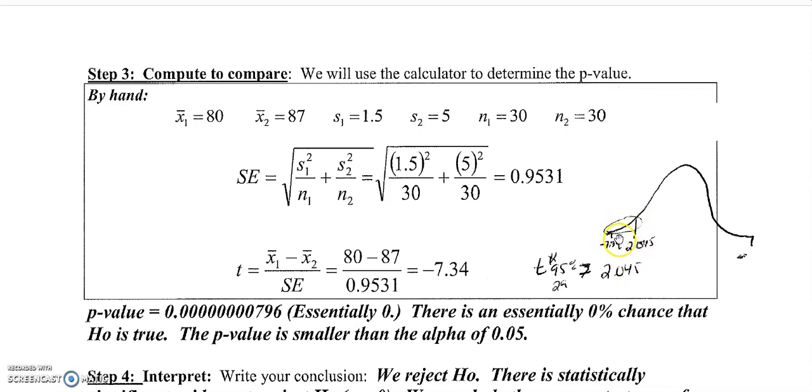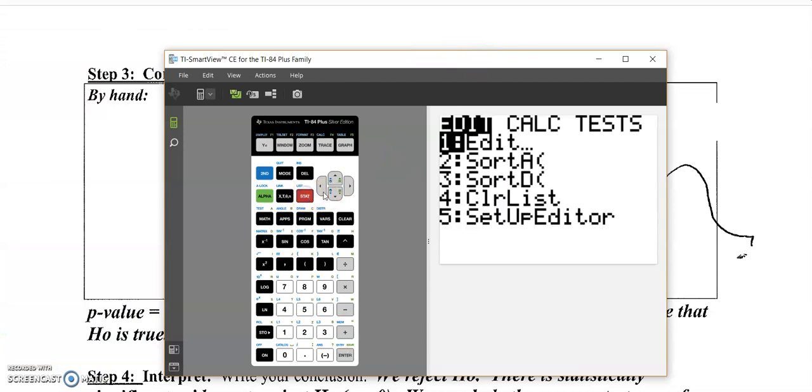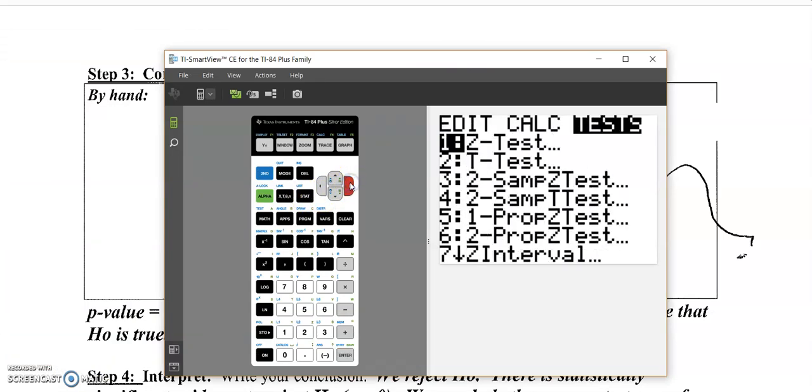The area to the left of negative 2.045 is much larger than the very, very small area to the left of negative 7.34. The area to the left of negative 7.34 is our p-value, which is smaller than our alpha, which would be the area to the left of 2.045. But we're going to find our p-value and base it that way. So we go to our calculator, and to find our p-value, we hit stat to the right for tests.